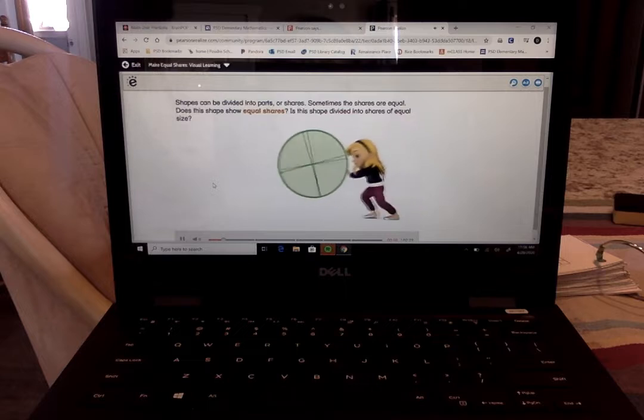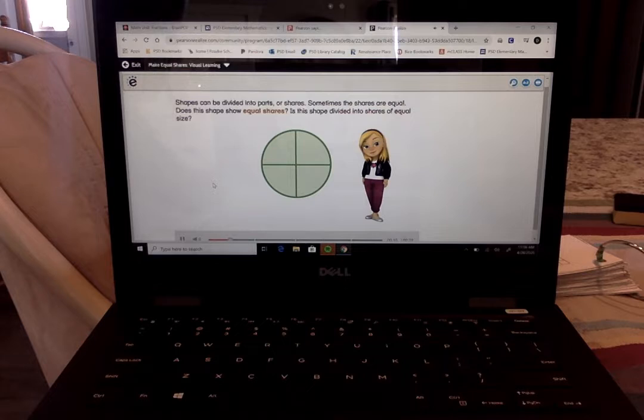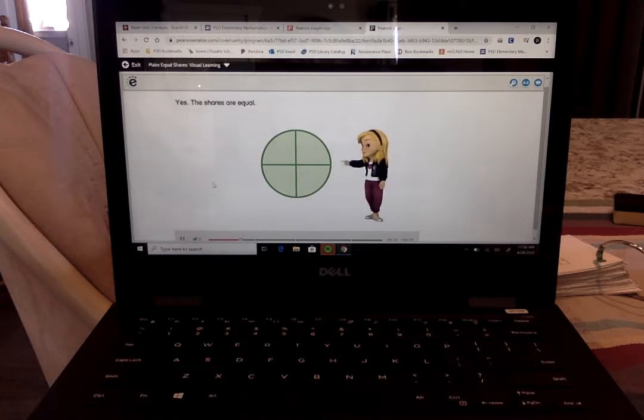Shapes can be divided into parts, or shares. Sometimes the shares are equal. Does this shape show equal shares? Is this shape divided into shares of equal size? So yes, the shares are equal. Equal shares are always the same size.